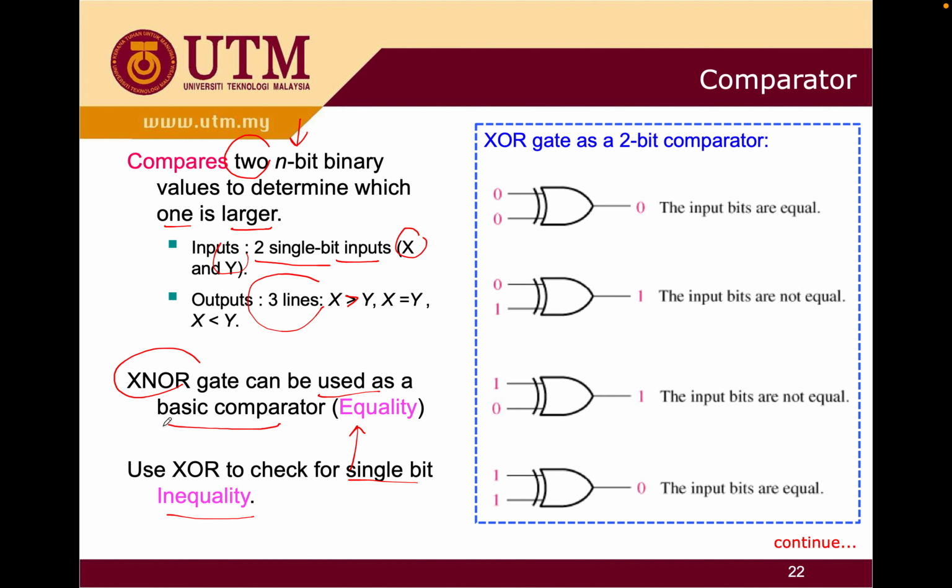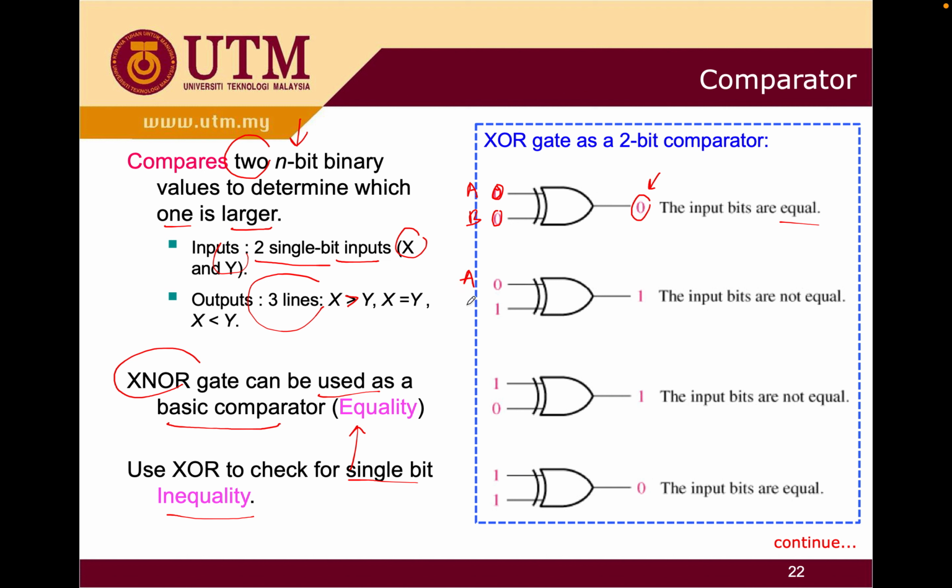You have an XOR gate as a 2-bit comparator. You have here 0, 0. This one is just 1 bit, but you are going to compare with 2 inputs. Let's say you have input A and input B, 0 and 0. If you compare, you are going to get an output of 0. 0 means that it's equal.